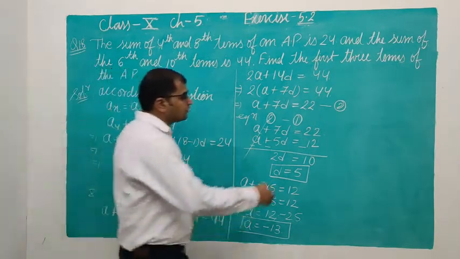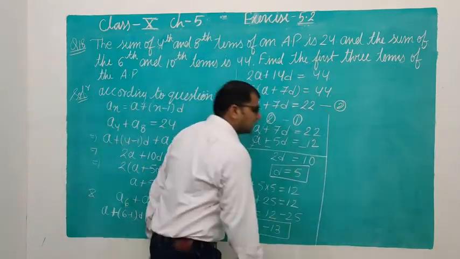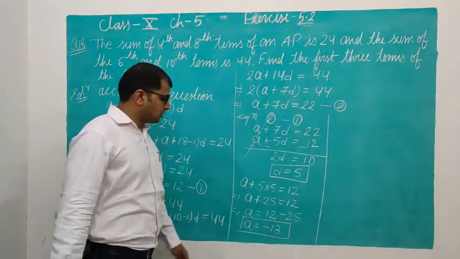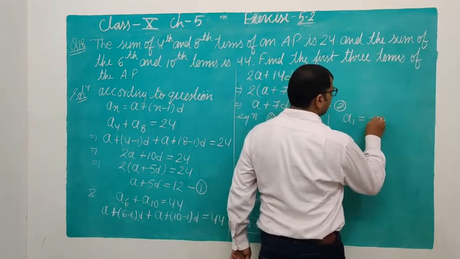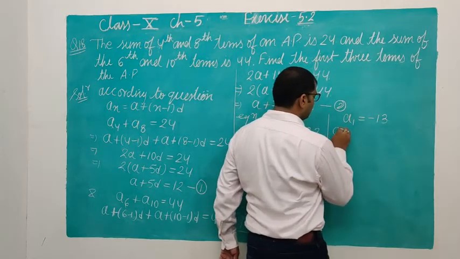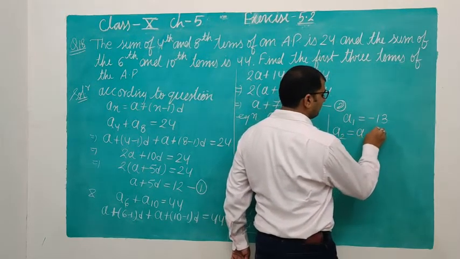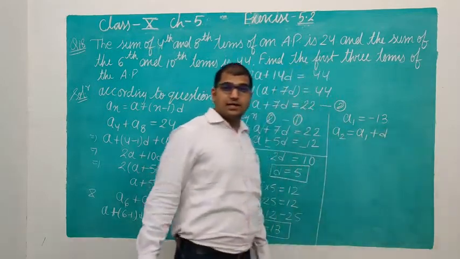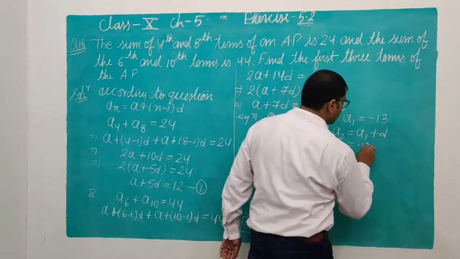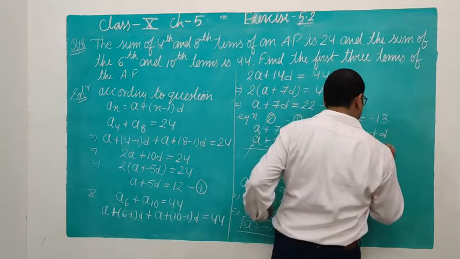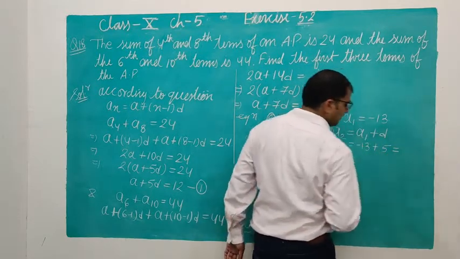So you have to find out the three terms. कितना term निकालना है आपको? 3 terms. Okay. So finding the 3 terms, the first term A1 is minus 13. So A2, second term आप निकालेंगे तो क्या करेंगे? A1 plus D. A1 में क्या ऐड कर देंगे? D ऐड कर देंगे. तो A1 यहाँ पर कितना था अपने पास? That is minus 13 plus D, आपके पास कितना आया था? 5.